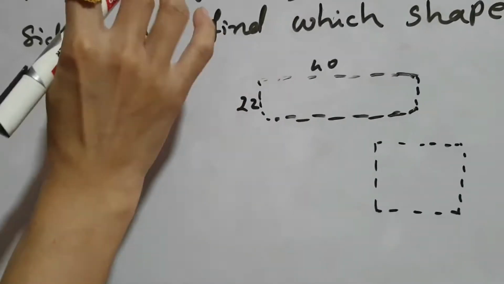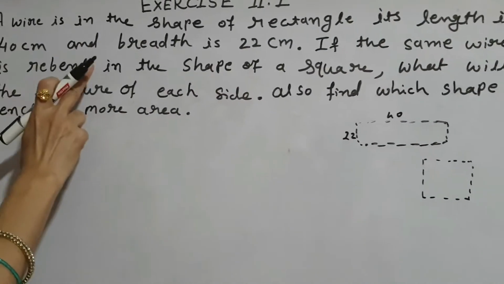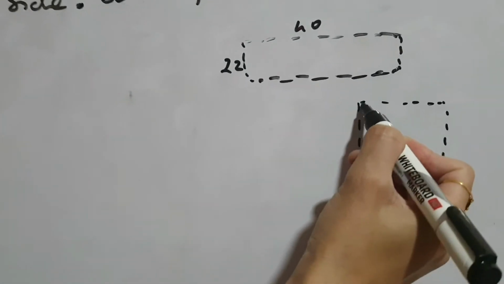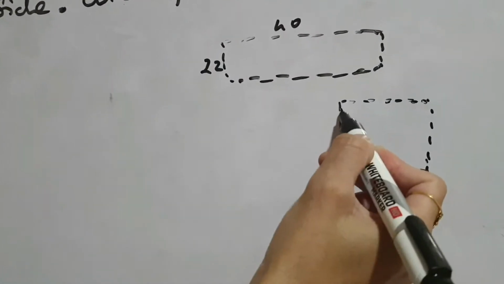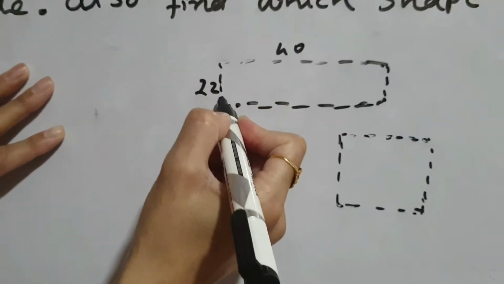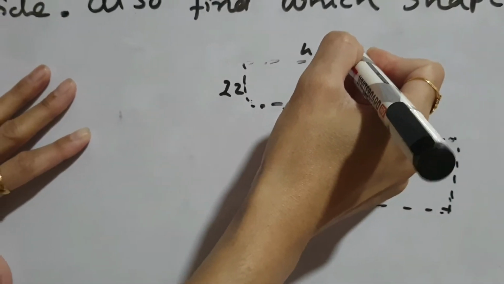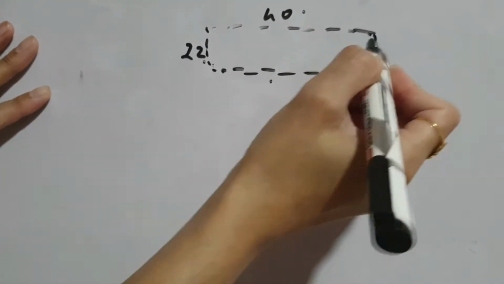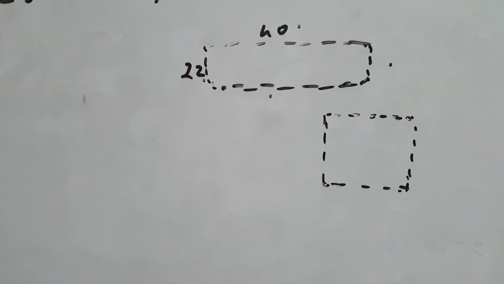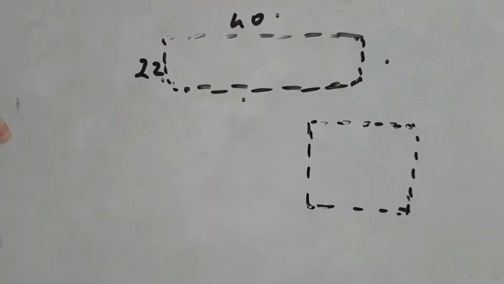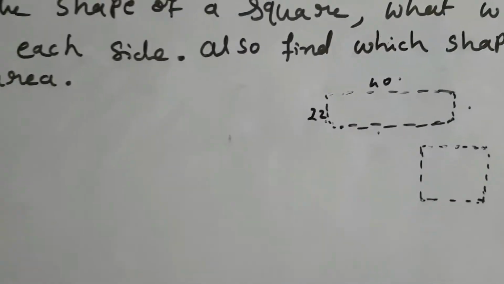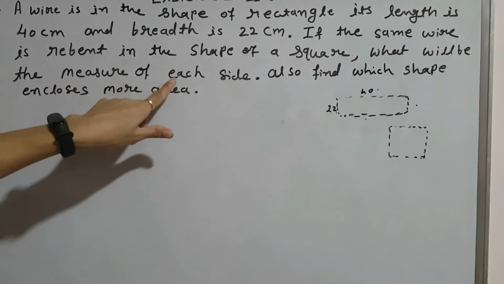So if the same wire is reshaped into a square, if this complete wire will be reshaped into a square, we can find out the perimeter. This is the perimeter: 40 centimeter, 22 centimeter, 40 centimeter, 22 centimeter. So we will find out the complete length of the wire, and this wire has to be covered in a square area. So what will be the measure of each side?